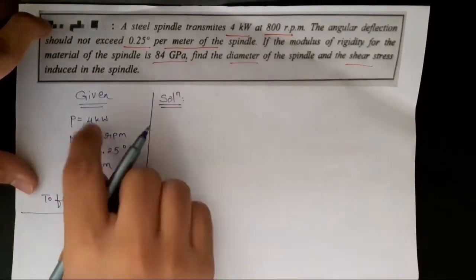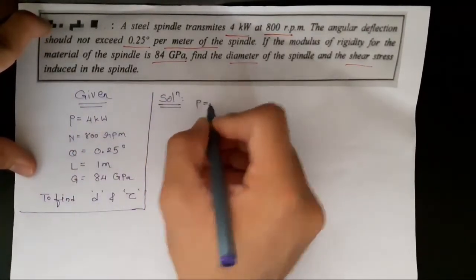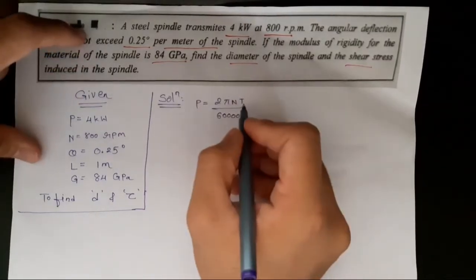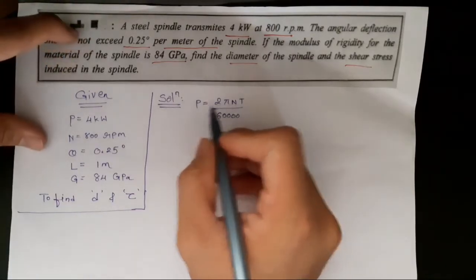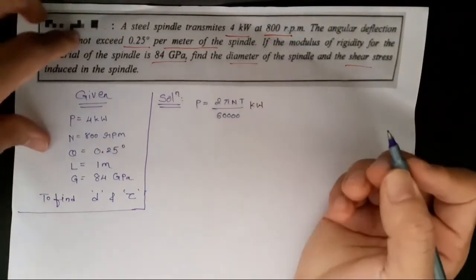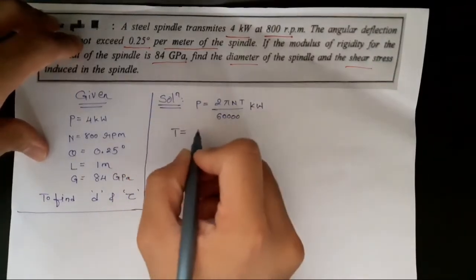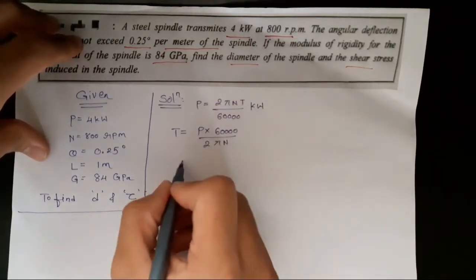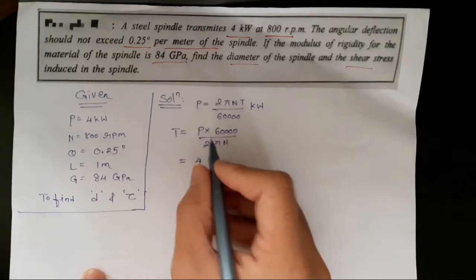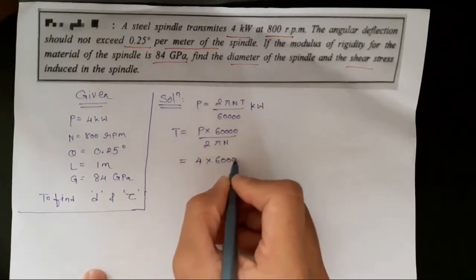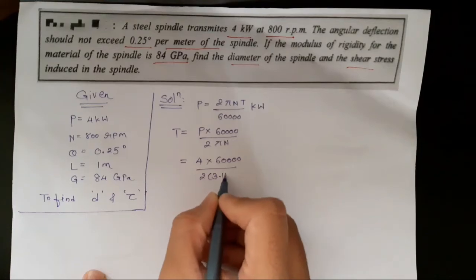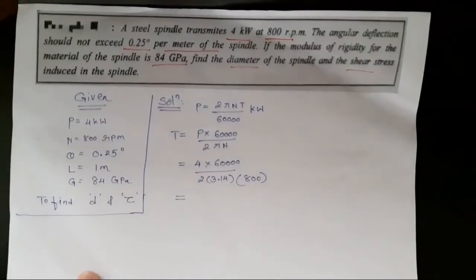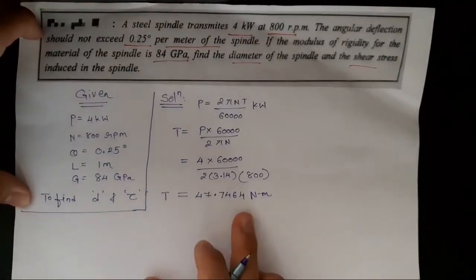First, as power is given, we know the equation of power. Power equals 2 pi N T by 60,000, where T is the torque, N is the number of revolutions per minute, and P is the power in kilowatt. From that, torque T equals P into 60,000 divided by 2 pi N. Substituting the given data, we get 4 into 60,000 divided by 2 into 3.14 into 800. Calculating it, we get 47.7464 Newton meter.